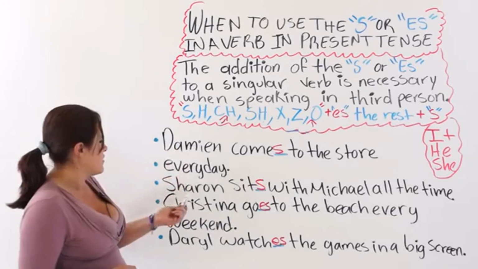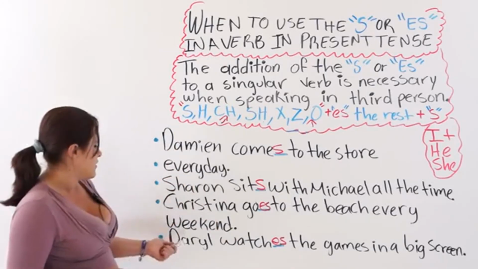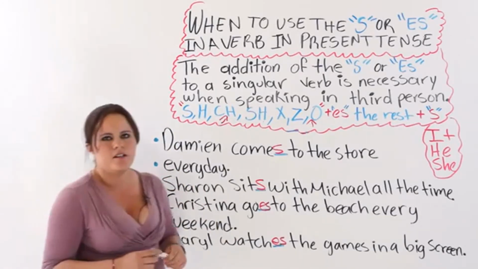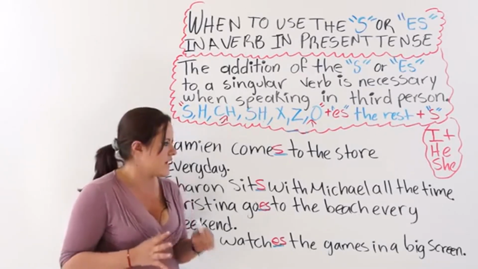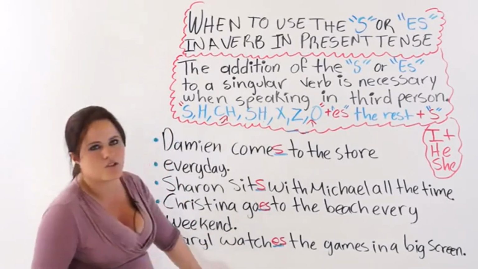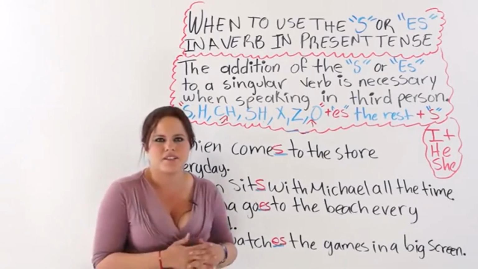Damien is he, Sharon is she, Daryl is he, okay? So we are speaking in third person, and that is why the verb needs an s or es at the end in the present tense.